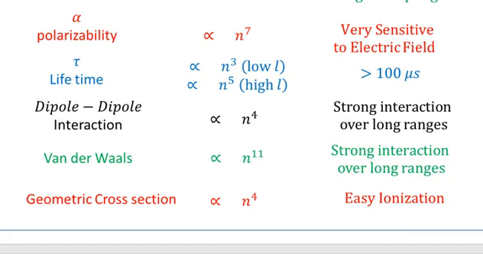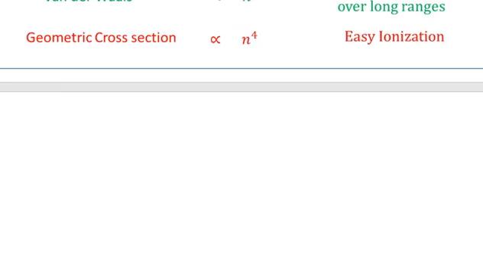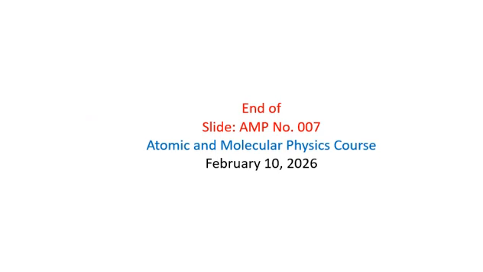The reason was that these Rydberg atoms can be treated as hydrogenic atoms, that is, hydrogen-like atoms, and the usual formulas that we have discussed under the atomic models of Bohr and Sommerfeld can be applicable for the calculation of energies and other parameters. And of course we can also apply classical formulas for the study of these properties of the Rydberg atoms. So this is the end of slide number 7 of the course on atomic and molecular physics.